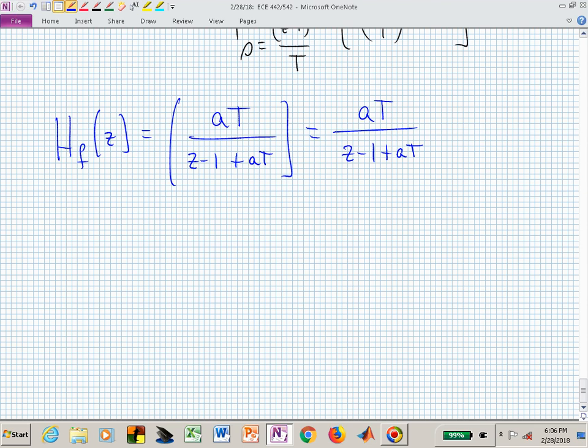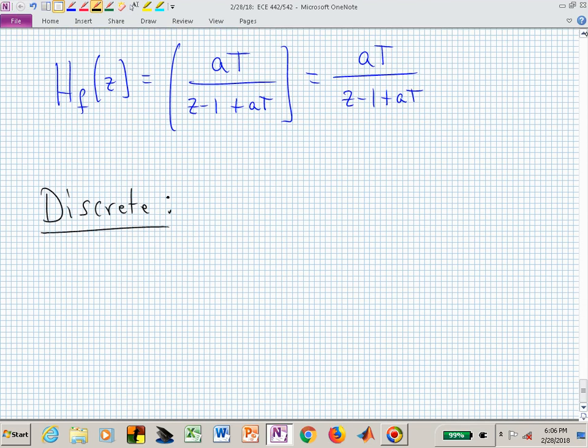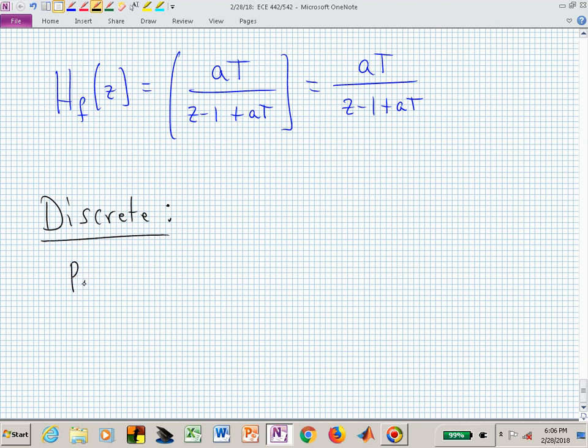This is a discrete time, or a z-domain, transfer function for a low-pass filter. Does this seem consistent? Let me just say discrete, because I'm still looking at the transfer function. So here's the frequency. Where's the pole? We find it the exact way we always find poles. What values of z cause the denominator to vanish?